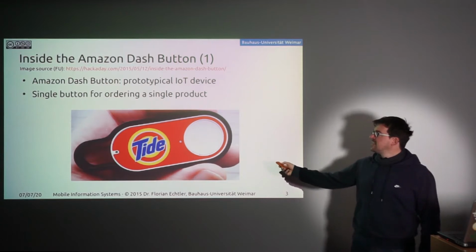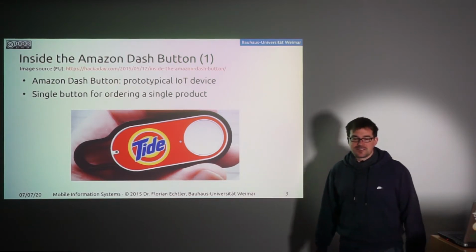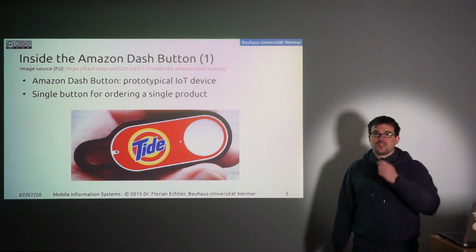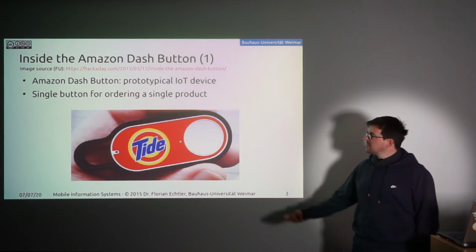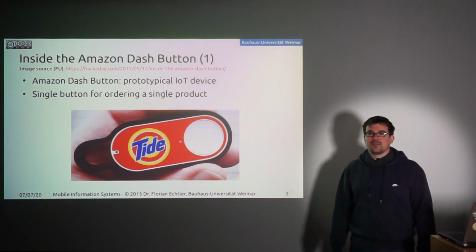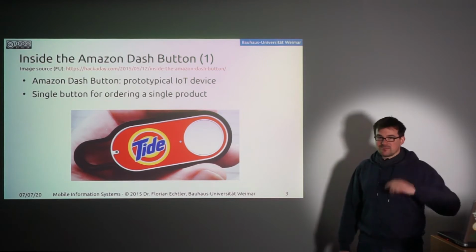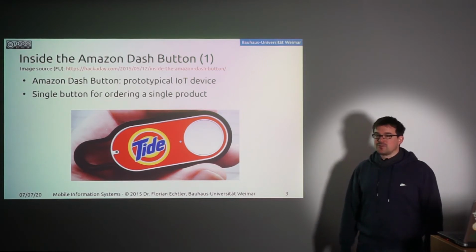So the idea is that, for example, you put this one next to your washing machine, and then when you notice that your laundry detergent is getting low, you just push the button and it blinks a little, and the pattern tells you, okay, I've ordered a new pack of detergent, and Amazon will then deliver it to your doorstep. I think in the US you still can use these, and they're kind of a thing.